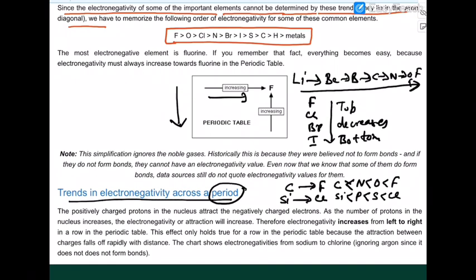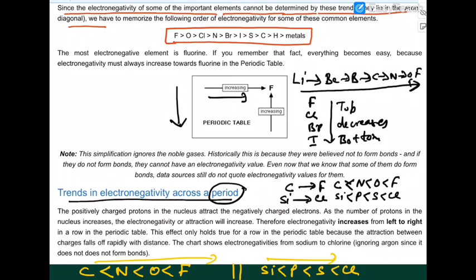I'm repeating once more. In the second period, carbon is less than nitrogen, less than oxygen, less than fluorine. In the third period, silicon is less than phosphorus, less than sulfur, less than chlorine. So you have to memorize that if you go from left to right in the period, electronegativity increases due to the increase in effective nuclear charge.